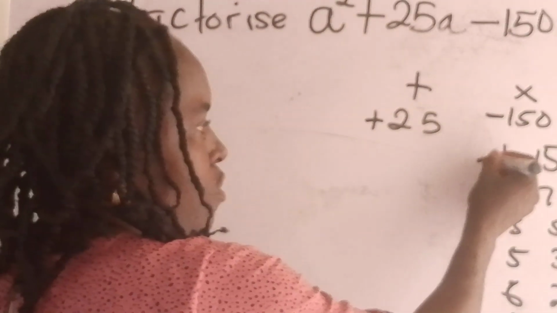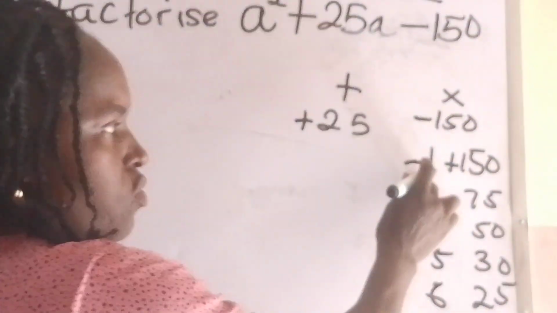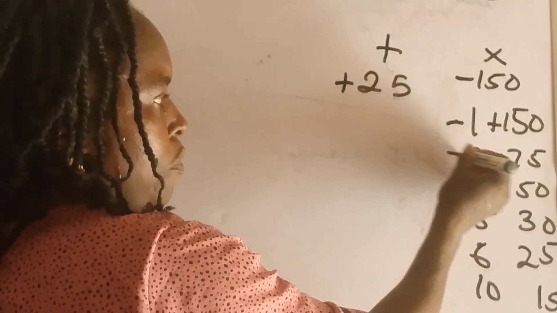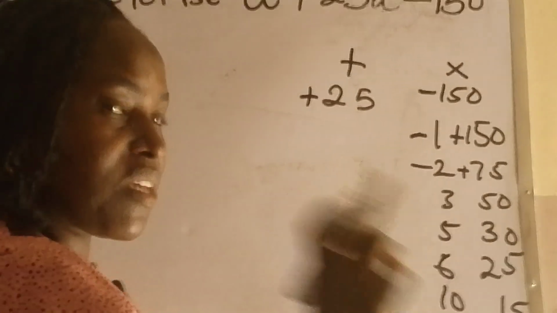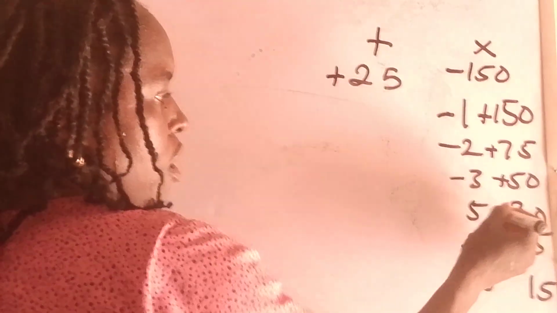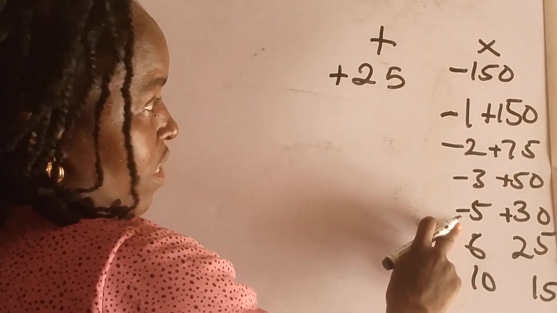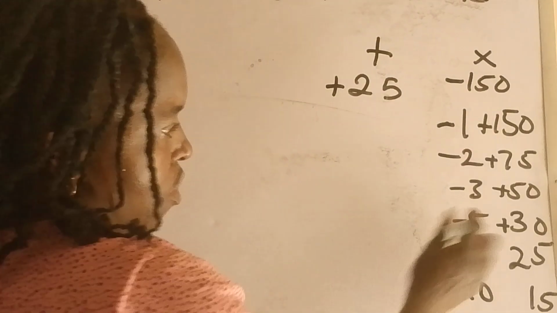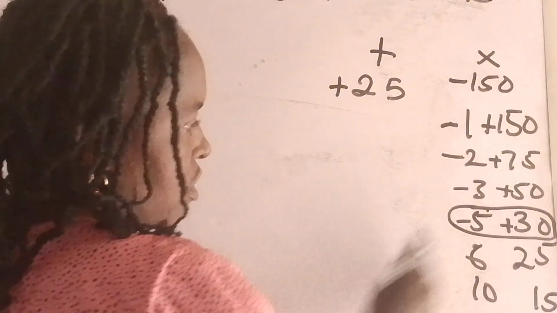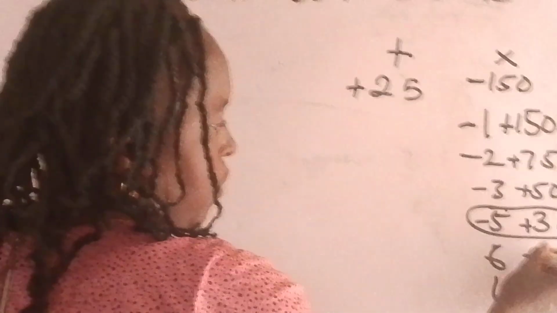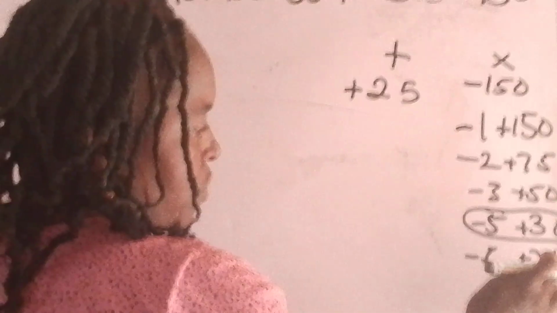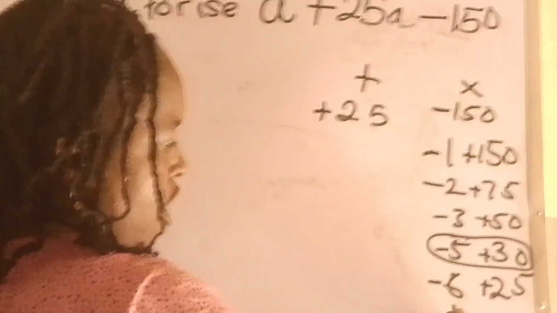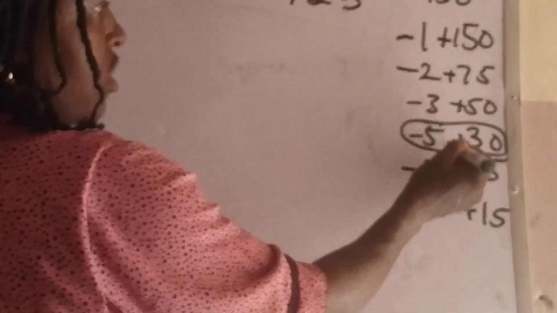If we put minus here and plus here, 150 minus 1, you're going to get 149, very distant from here. If you put plus and minus here, 75 minus 2 is going to give you 73. It's very far. If you put plus here and minus here, it's going to give you 47. Plus and minus here is going to give you 25. This one will give you plus 25. So let's try this. If you put plus here and minus here, it's going to give you 19. If you put plus here and minus here, it's going to give you 5. So this is what we are looking for.